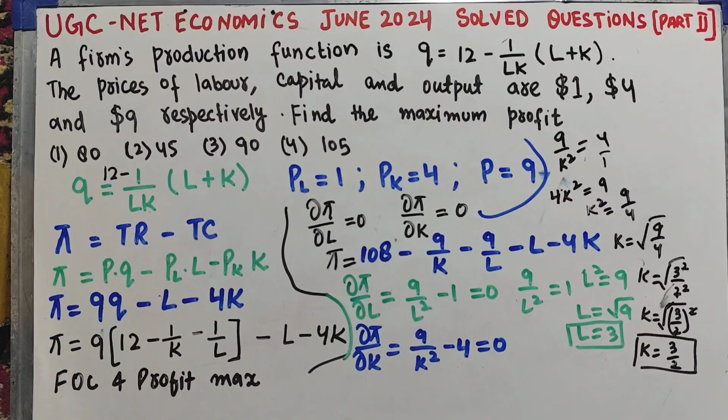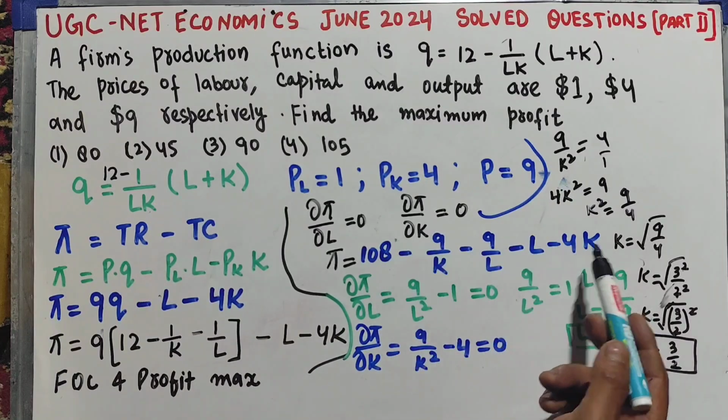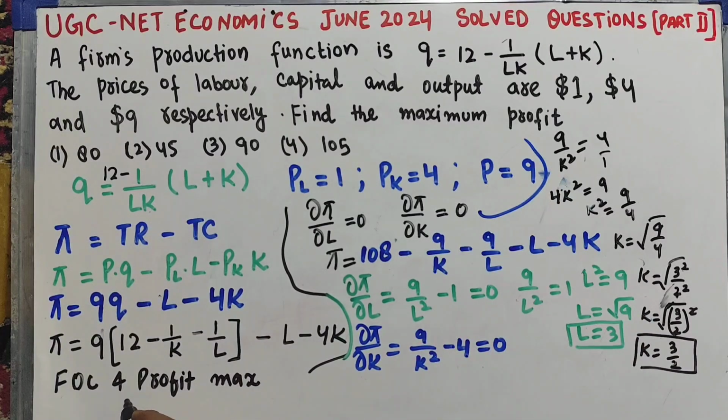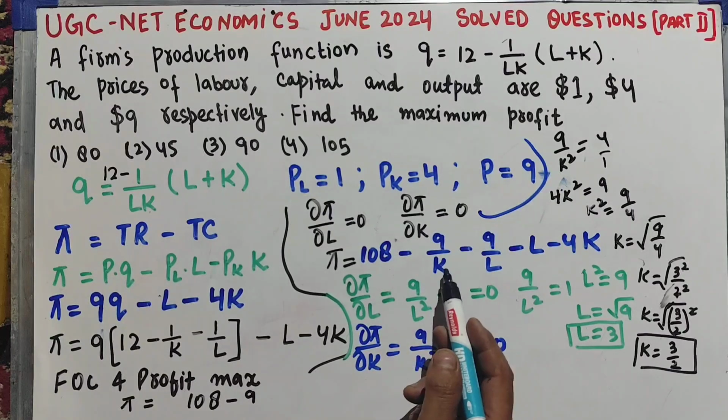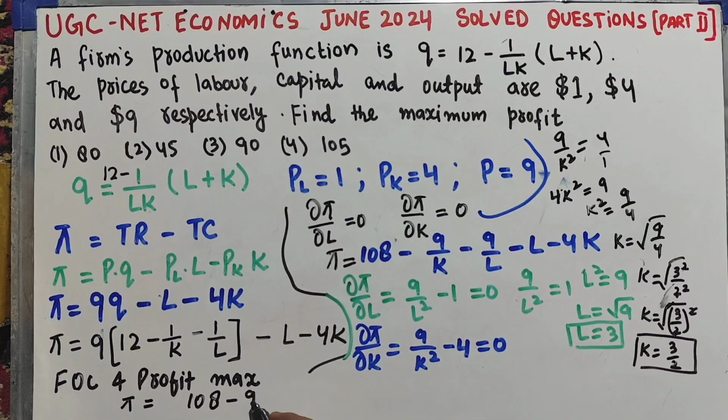Then what will be the maximum profit? So simply plug the values of L and K. We need to plug L and K into the profit function. So this is our profit function. Our maximum profit will be equal to 108 minus 9 upon K, K is 3 upon 2, so 9 upon 3 upon 2. Then we have minus 9 upon L, L is 3, minus, then we have L again 3, minus 4, the value of K is 3 upon 2.